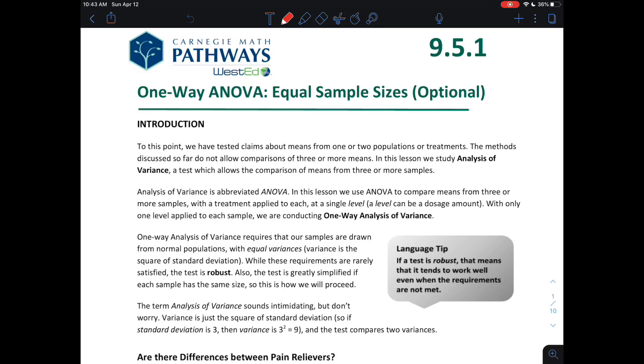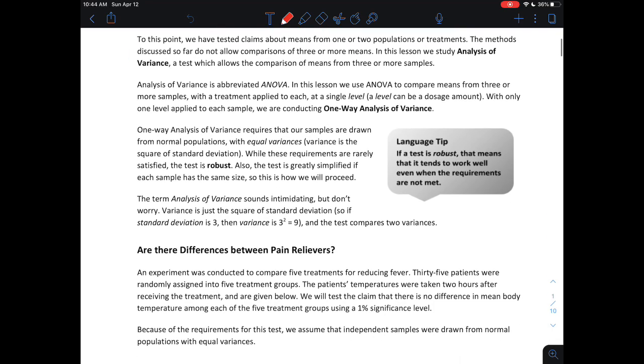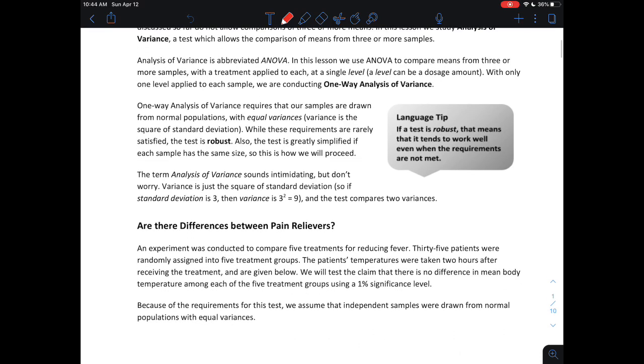In this lesson, we use ANOVA to compare means from three or more samples with a treatment applied to each at a single level. A level can be a dosage amount. With only one level applied to each sample, we are conducting one-way analysis of variance. One-way analysis of variance requires that our samples are drawn from normal populations with equal variances. Variance is the square of standard deviation, which we saw in Module 2.